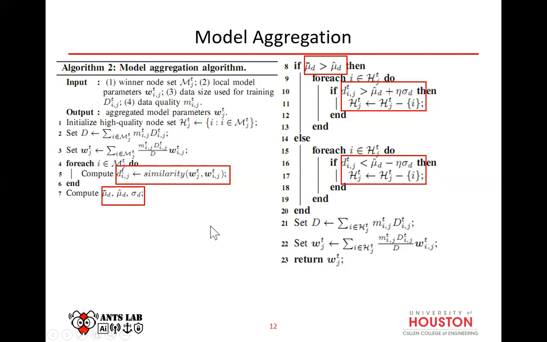Since the incentive mechanism eliminates most unreliable nodes before learning, the majority of the received updates should be high quality, and therefore the median can reflect the direction of high quality local model updates. So here it compares the mean value and the median value of similarity to further find out the low quality nodes.